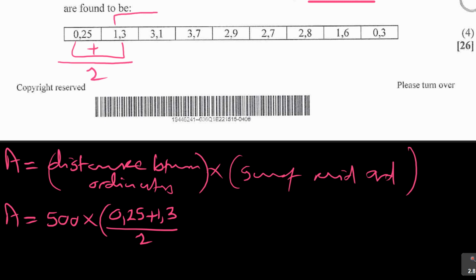You continue on this one, you add, you divide by 2. You continue, add, divide by 2. You continue, so you are adding one after the other, and you divide by 2. Are you with me?